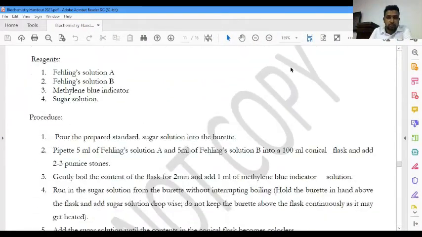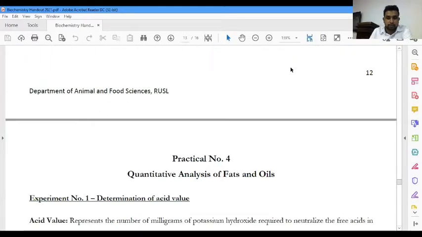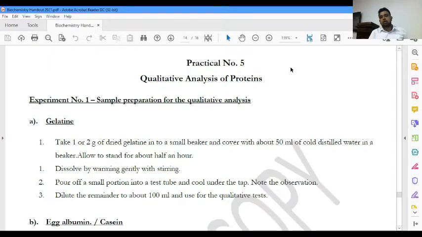That is qualitative analysis of proteins. Okay. So before we move on to the qualitative analysis of protein, I know that you have learned many things on protein in your theory classes. So what do you know about protein?